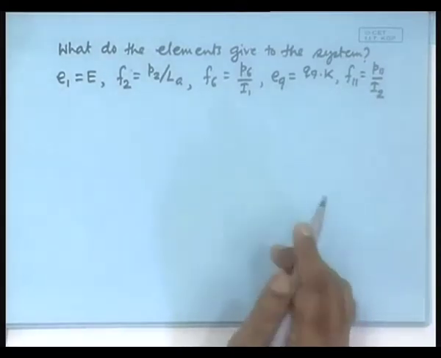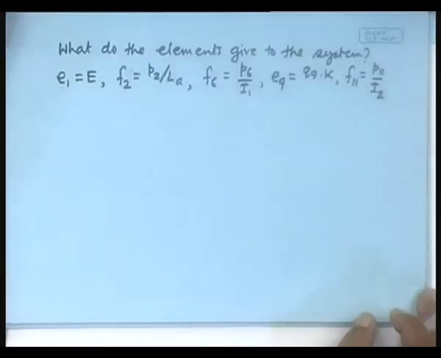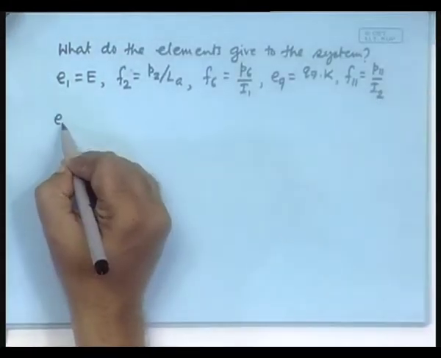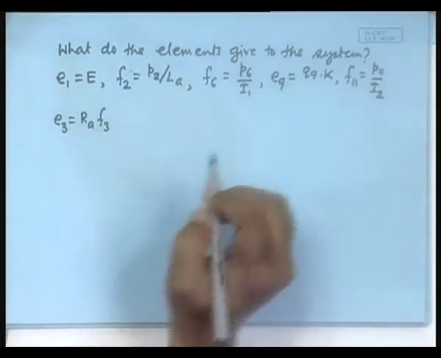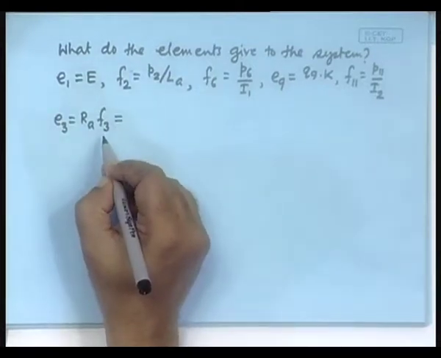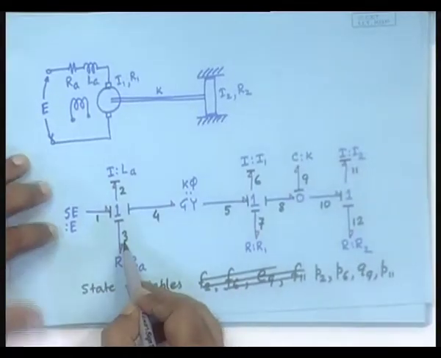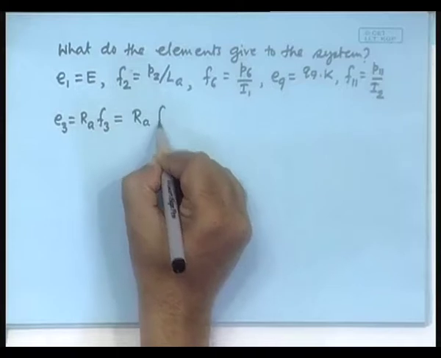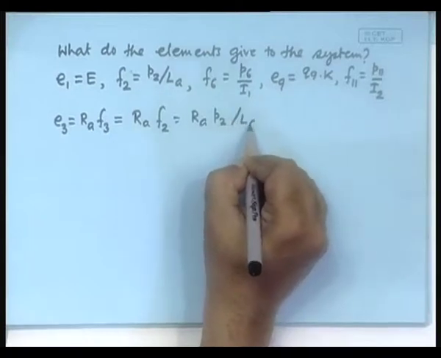These were simple, but now let us do it for the 3 resistances. First one, what does it give to the system? E3. So, E3 is equal to RAF3, and now we find out where this F3 information comes from. F3 obviously comes from F2. So, RAF2, which is known, RAP2 by LA.